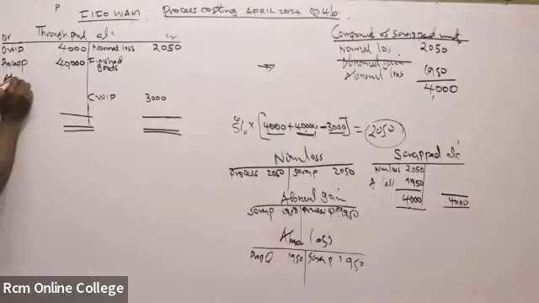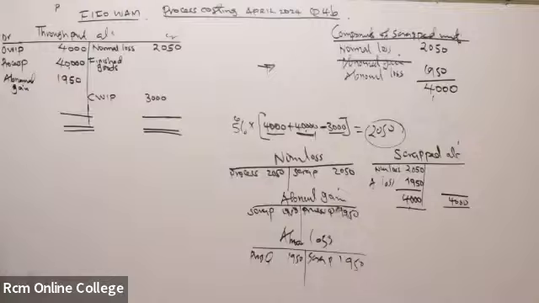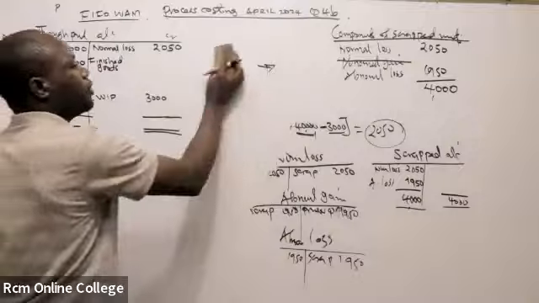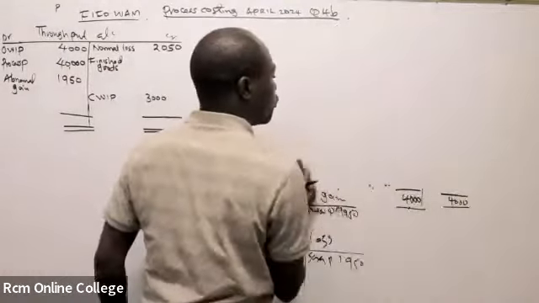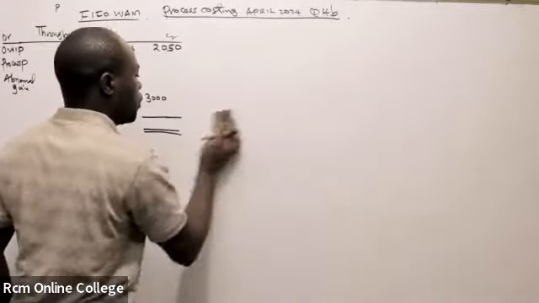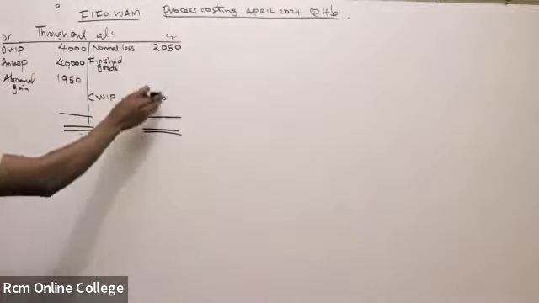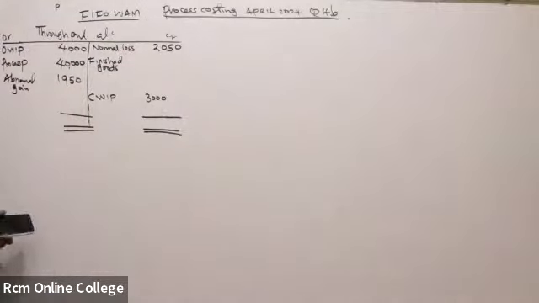Abnormal gain of 1950. But with that, the account is still not balancing. Remember, the unit has to balance. So let's come here and look at the total on the debit and also on the credit. When you add everything here, what are you getting? 4,000 plus 40,000.